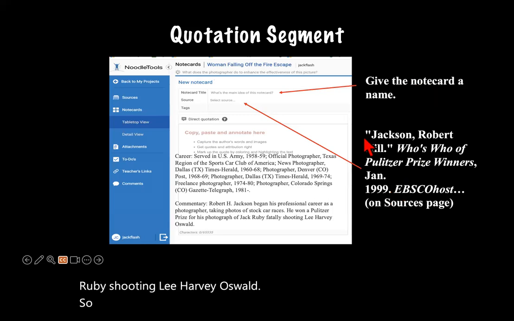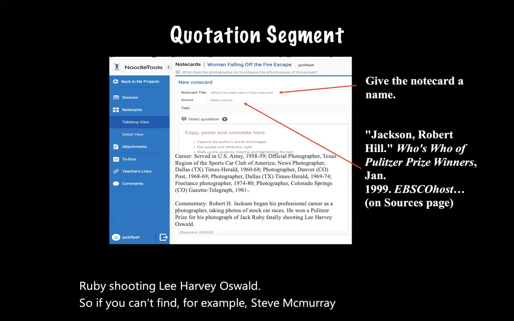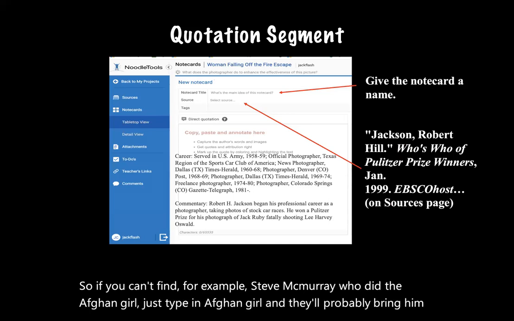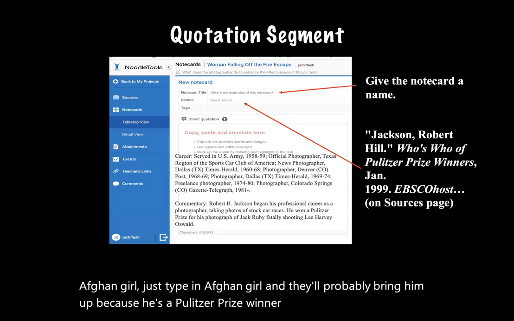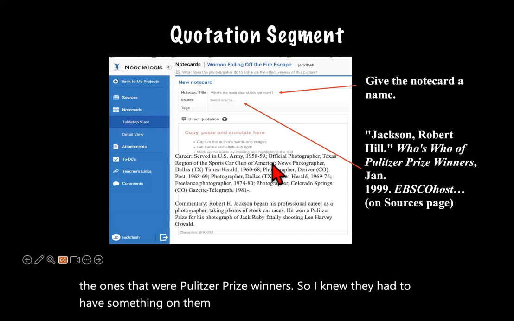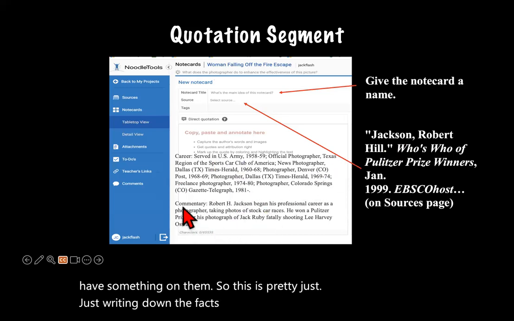So if you can't find, for example, Steve McMurray, who did The Afghan Girl, just type in Afghan Girl and it'll probably bring him up because he's a Pulitzer Prize winner. That's why I tried to get all the ones that were Pulitzer Prize winners, so I knew they had to have something on them. So this is pretty just writing down the facts, man. That's all we've got. Okay.